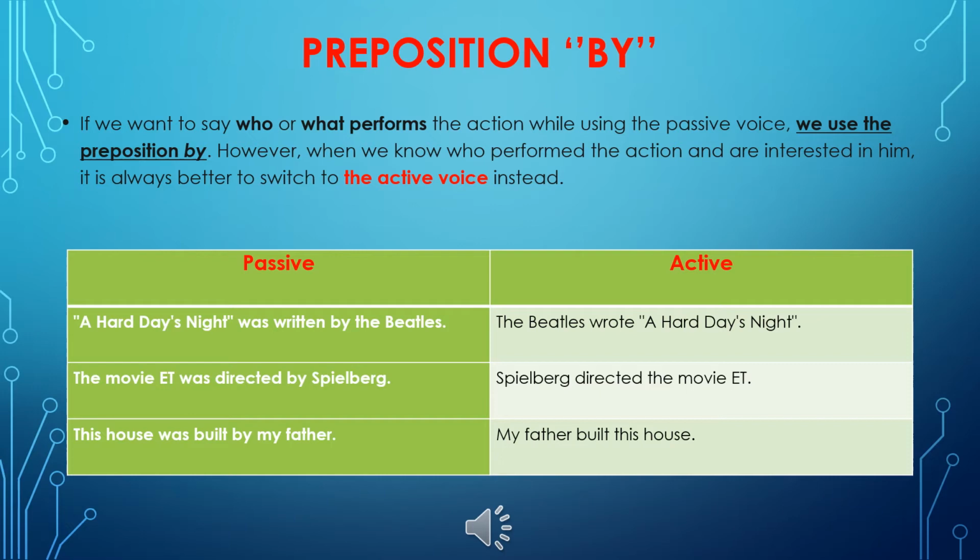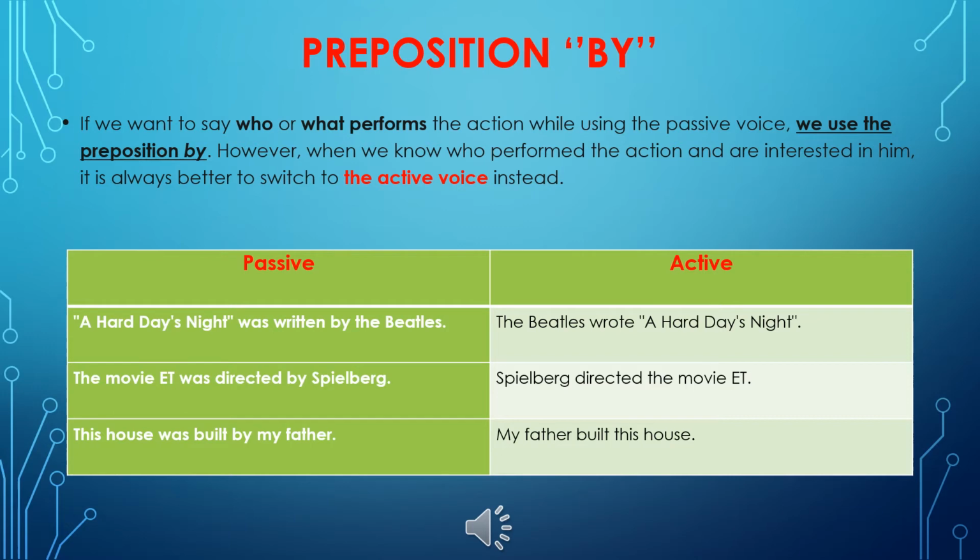If we want to say who or what performs the action while using the passive voice, we use the preposition by. However, when we know who performed the action and we are interested in him or her, it's always better to switch to the active voice instead. Let's look at some examples. Passive. A Hard Day's Night was written by the Beatles. The active one, the Beatles wrote A Hard Day's Night.